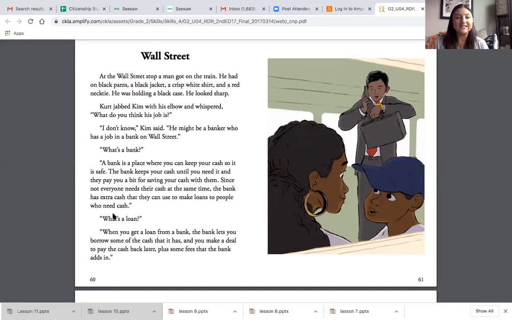Wall Street. At the Wall Street stop, a man got on the train. He had on black pants, a black jacket, a crisp white shirt, and a red necktie. He was holding a black case. He looked sharp. So if I look at my picture clue, I can see that that's kind of what looking sharp looks like. He's in a nice suit. He has a nice tie. He's very put together.